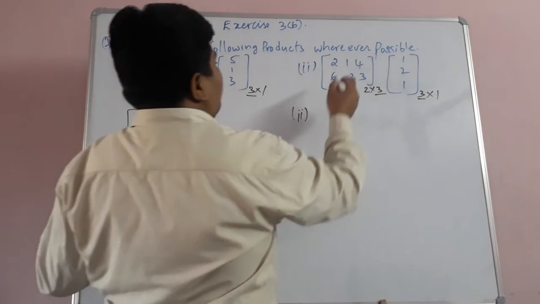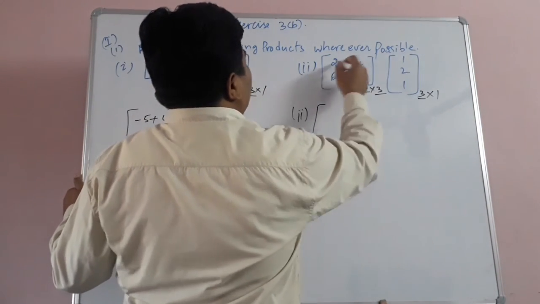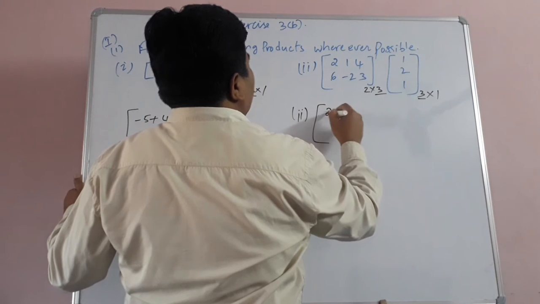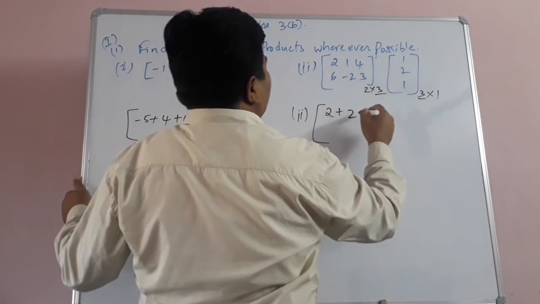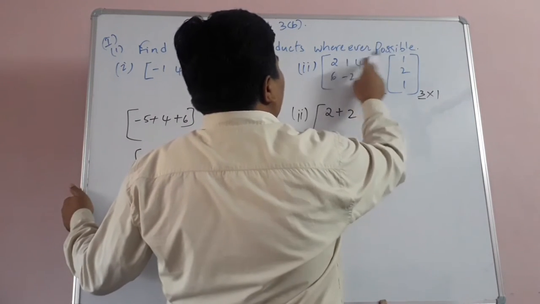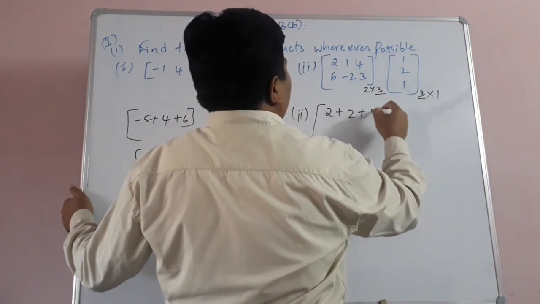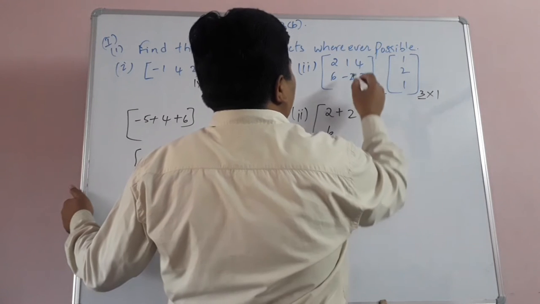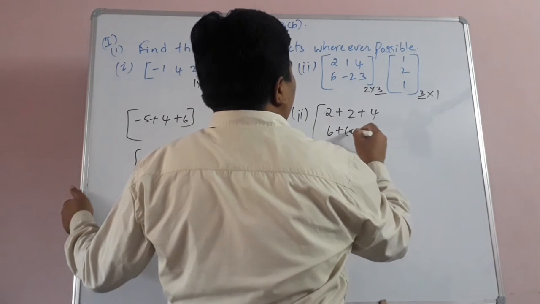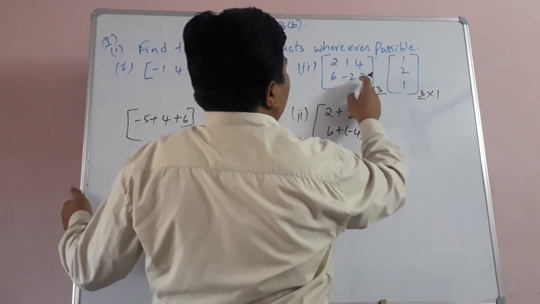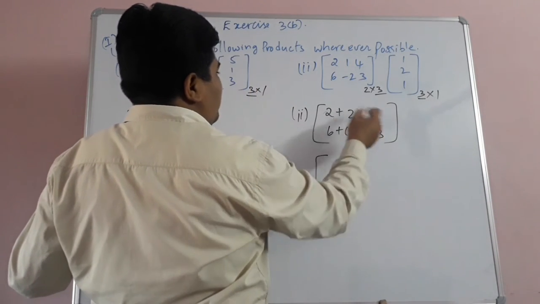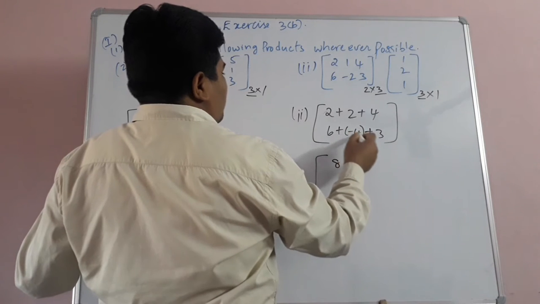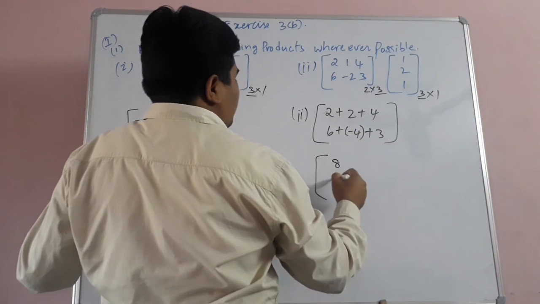Now children, see, first row, first column: 2 ones are 2, 2 twos are 4... 1 twos are 2, plus 4 ones are 4. Next row: 6 ones are 6, negative 2 into 2 is negative 4, plus 3 into 1 is 3. So 2 plus 2 plus 4 is 8. And 6 minus 4 is 2, 2 plus 3 is 5, children.